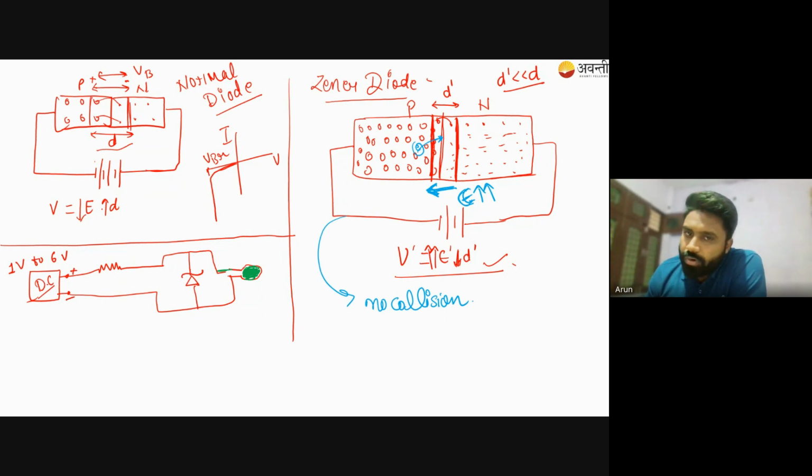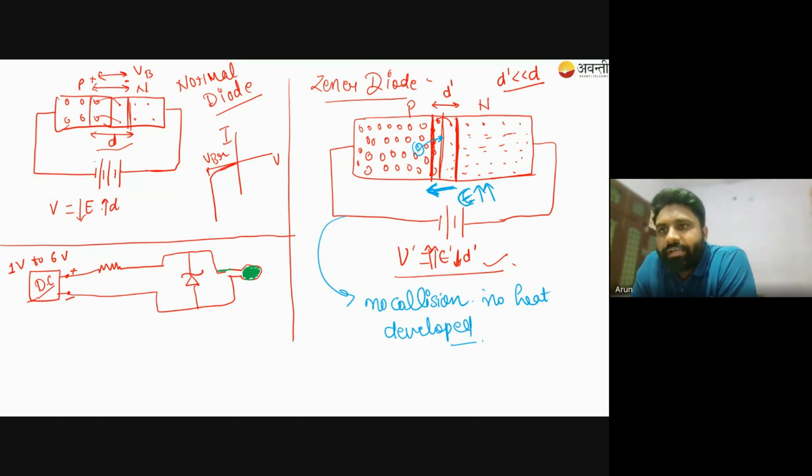So if there is no collision happening, no heat is developed. And if the heat is not developing, then the semiconductor will not burn. So we can use it in reverse biasing.